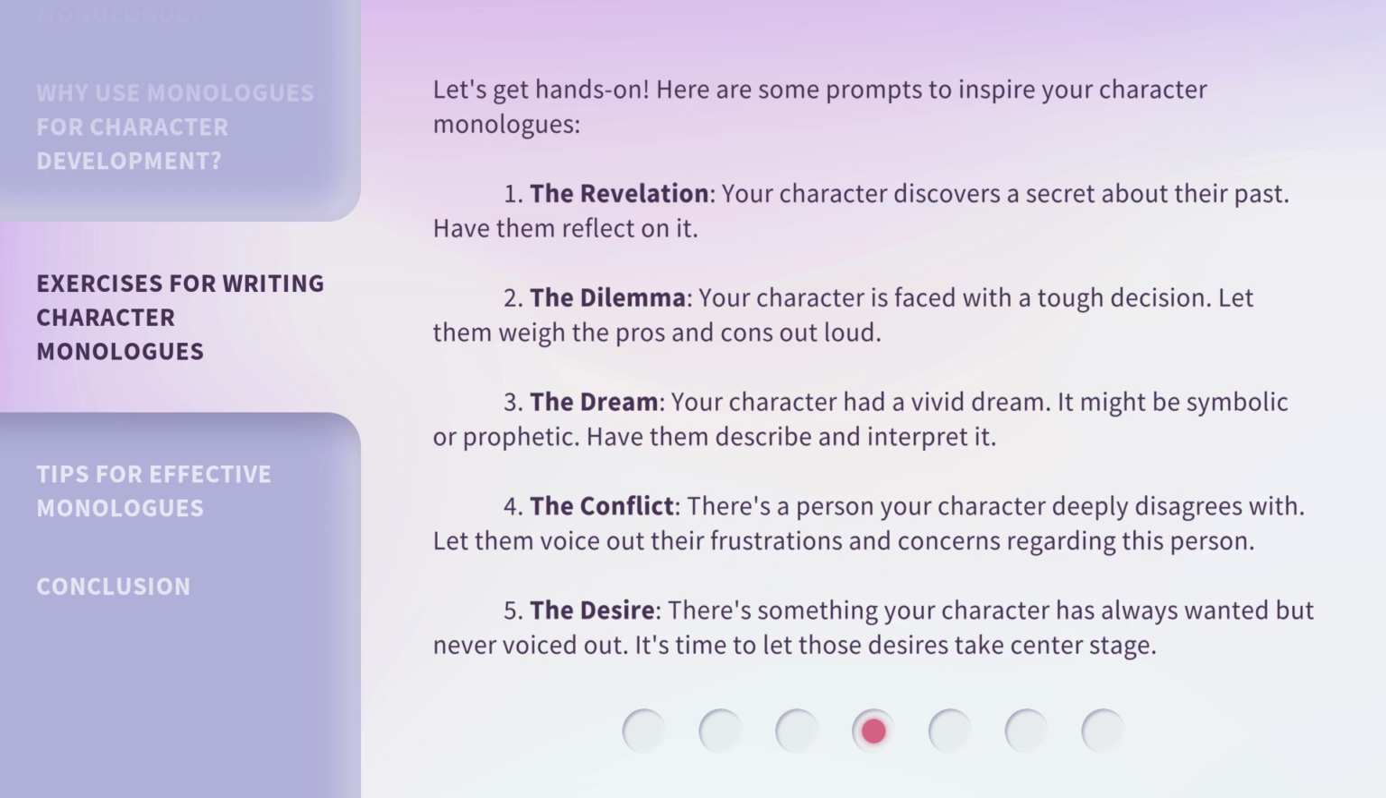3. The dream. Your character had a vivid dream. It might be symbolic or prophetic. Have them describe and interpret it. 4. The conflict. There's a person your character deeply disagrees with. Let them voice out their frustrations and concerns regarding this person.